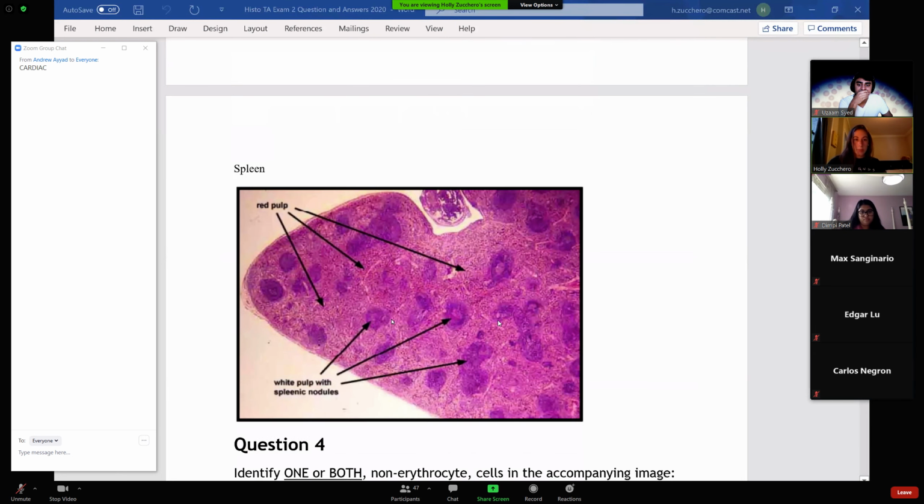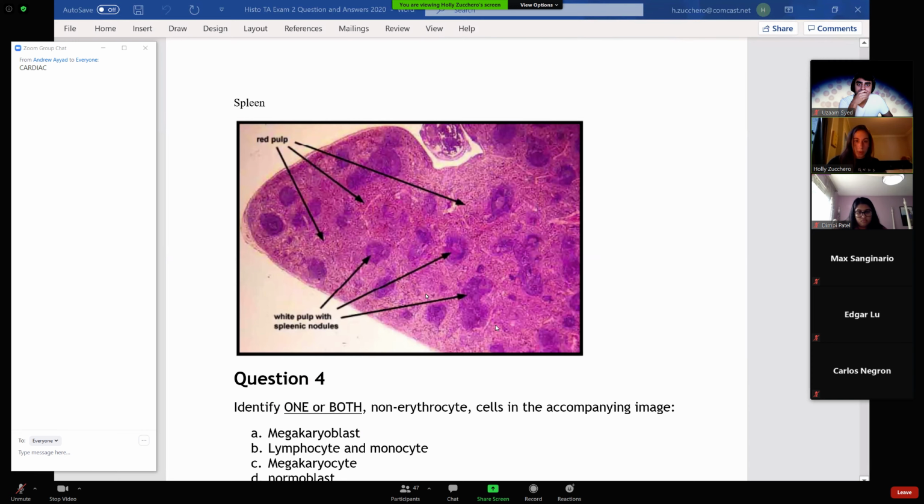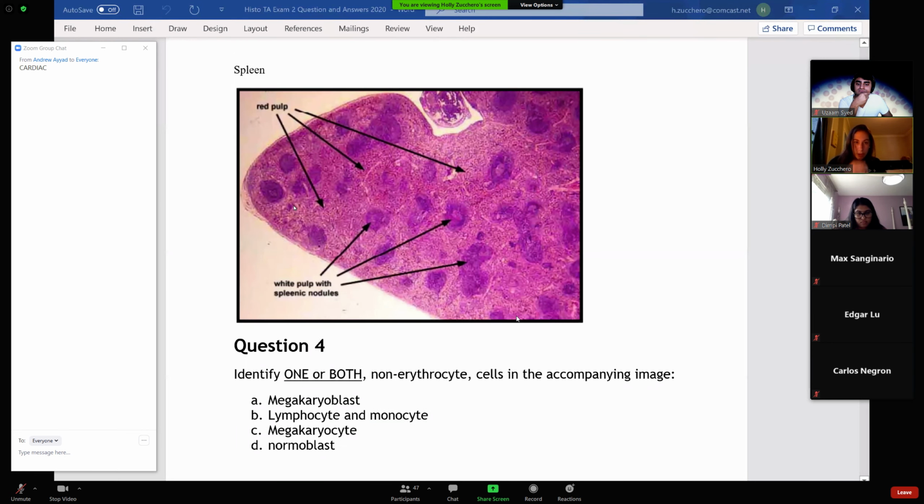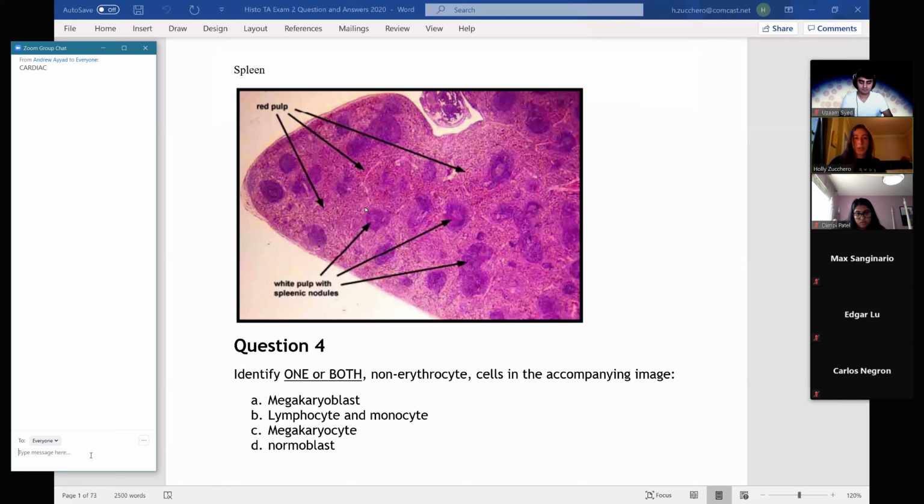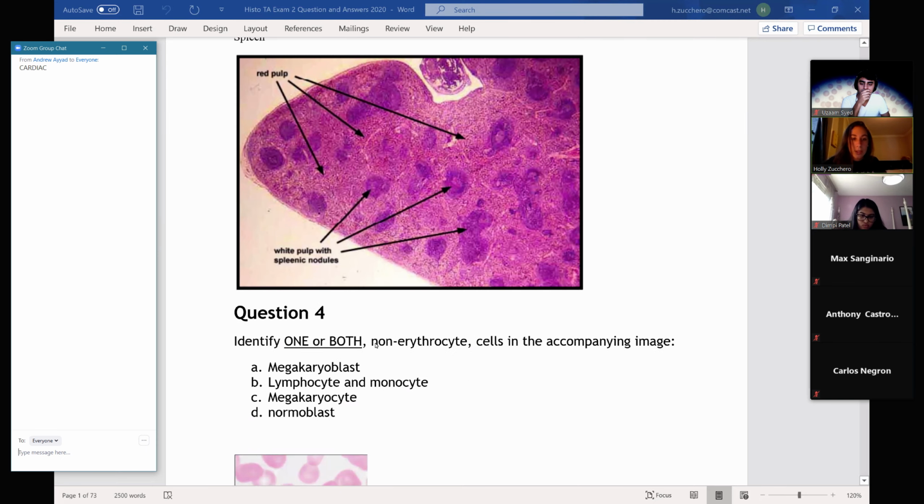And then here's the spleen. So you have your red pulp and your white pulp. And then do you guys remember what happens in the red pulp? So what's the major role of the spleen? To recycle and clean out blood. Right. So that's really what's going on here in the red pulp. You'll be breaking down your red cells and all of that.